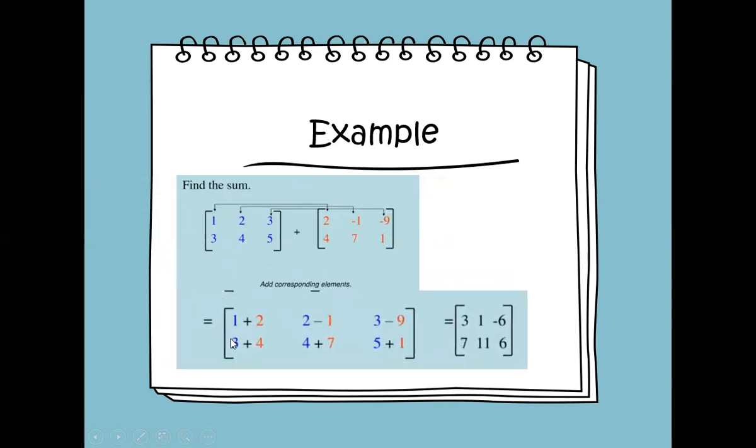As you can see here, 1 plus 2 will be equals to 3. 2 minus 1 will be equals to 1. 3 minus 9 equals to -6, because we'll take the sign of the bigger number. 3 plus 4 here. 4 plus 7 is 11. And 5 plus 1 is 6.